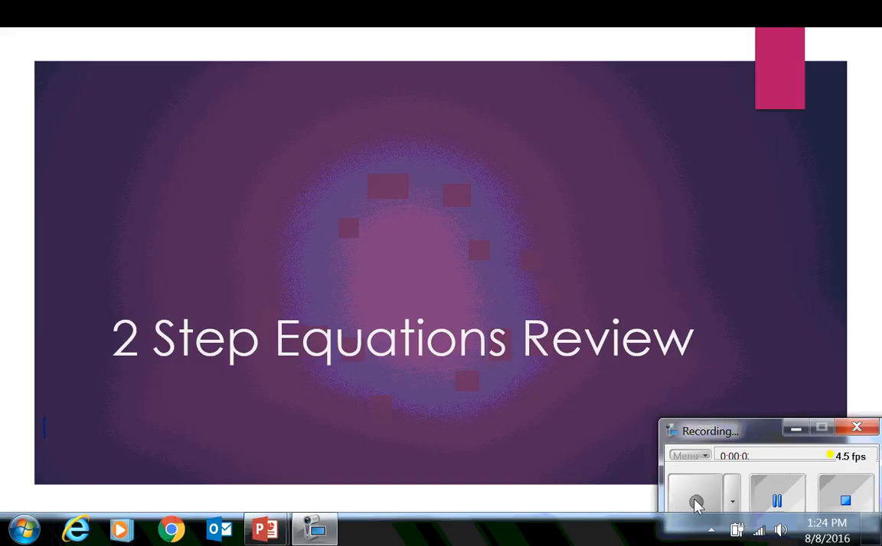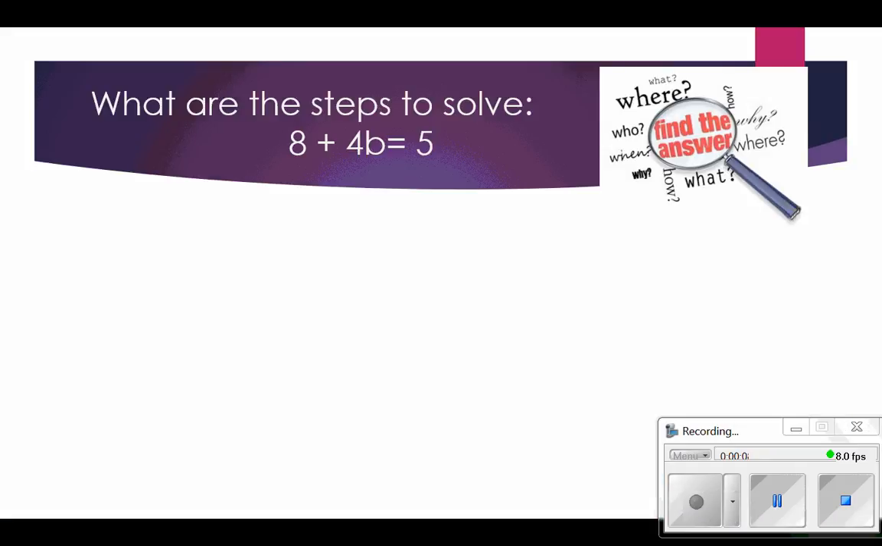This video is going to talk about two-step equations review. Here is the first equation we're going to solve, and we want to know what are the steps to solve this equation. So if we look, we have 8 and 4b, and we need to do something about this because we want b to be isolated.